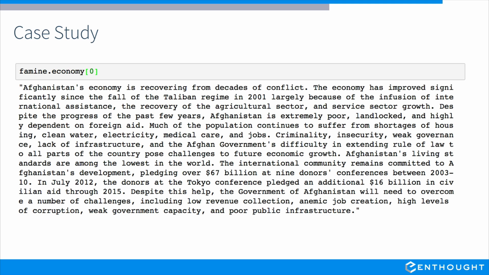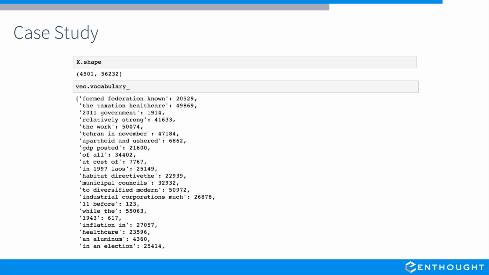Now, this particular case study isn't going to be solved simply by constructing a lexical vector and feeding it to a learning algorithm. And the reason is revealed in the shape of the resulting training set. We see that we end up with 56,000 features, but only 4,000 observations. So this is a really good exercise for giving students practice in dealing with poorly shaped data.